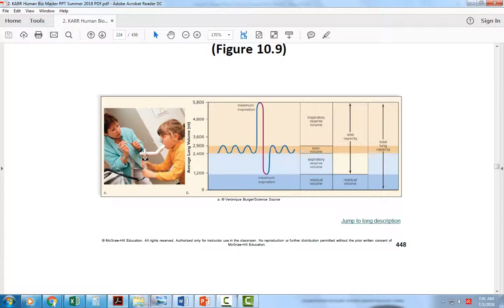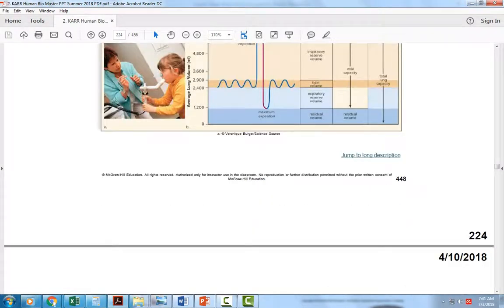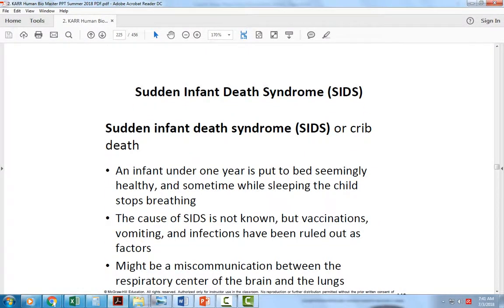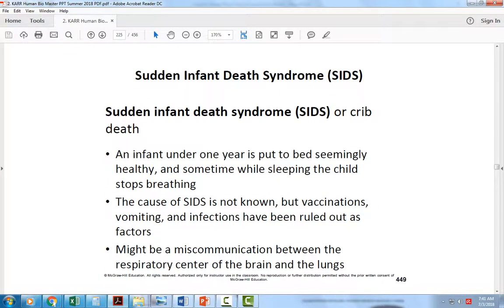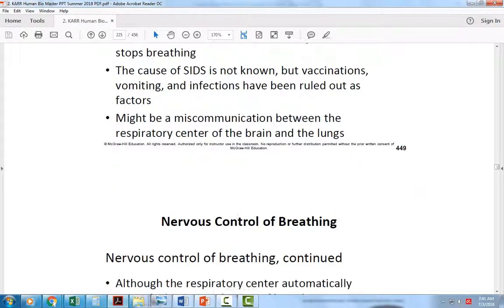Some of the next couple of slides talk about the different conditions within the respiratory system. So I'll just let you review those on your own. But I want to talk a little bit about nervous control of breathing.